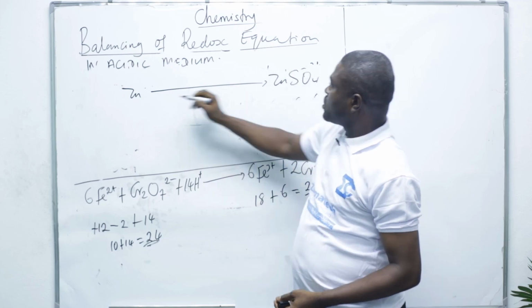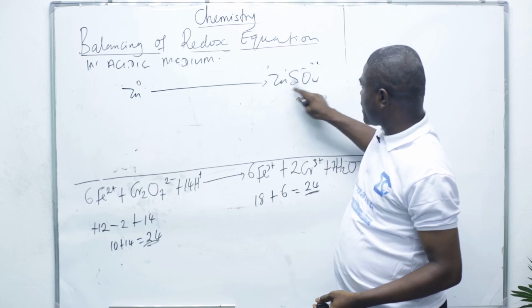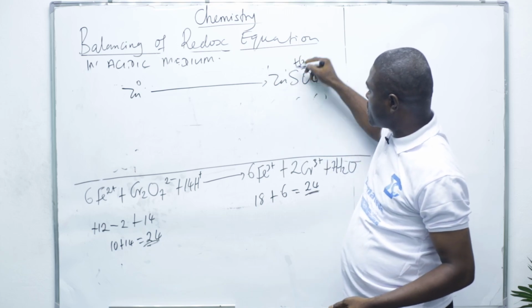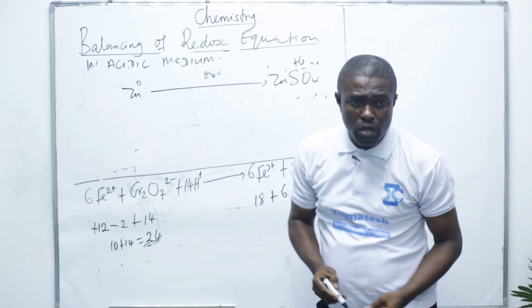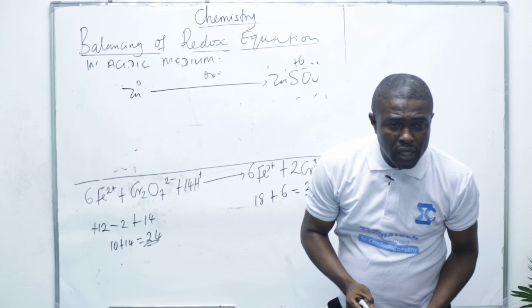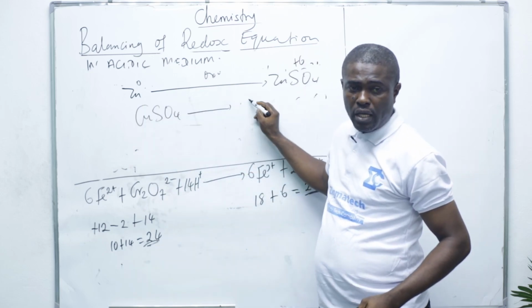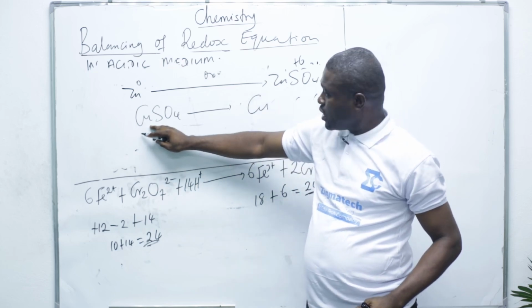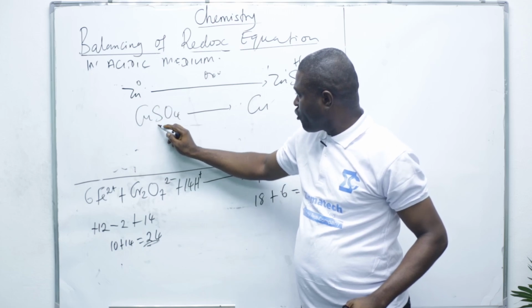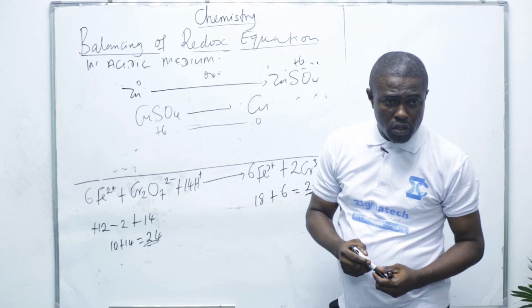So the oxidation number of zinc here is 0, while here, in zinc tetraoxide sulfate 6, this is plus 6. So from 0 to plus 6 is the oxidation half equation. And I have copper sulfate, CuSO4, moving to ordinary Cu. This is copper 2, tetraoxide sulfate 6, which goes from plus 6 to 0. That is the reduction half equation.